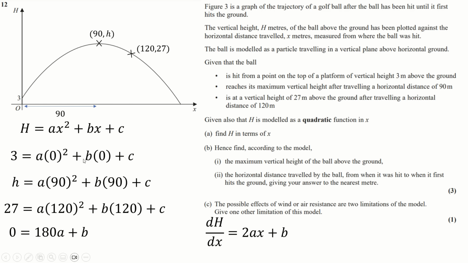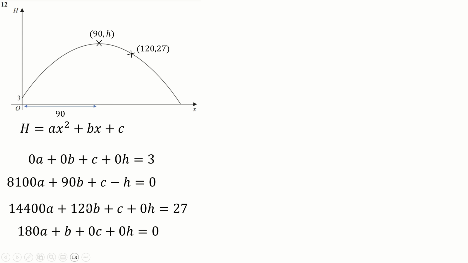So 0a plus 0b plus c plus 0h is 3, and that's the first one. The second one is going to be 8100a plus 90b plus c minus h equals 0. And the same thing for these last two as well. And we get this. Now, people who do further maths will know exactly what I'm doing here.